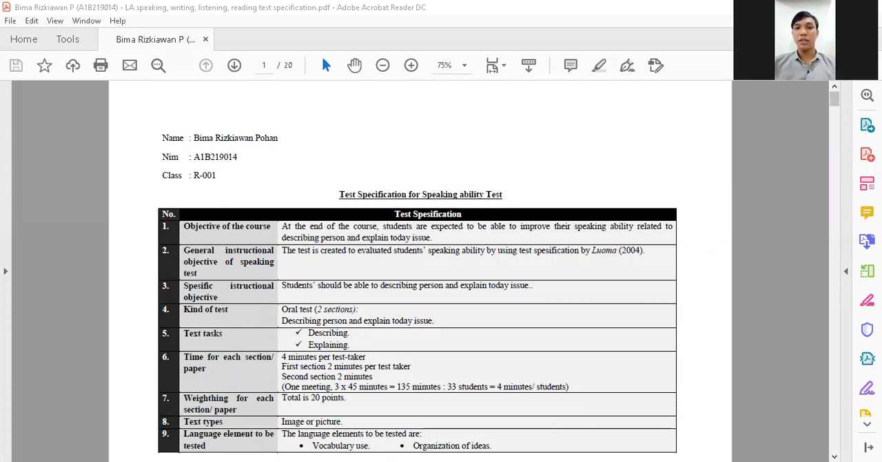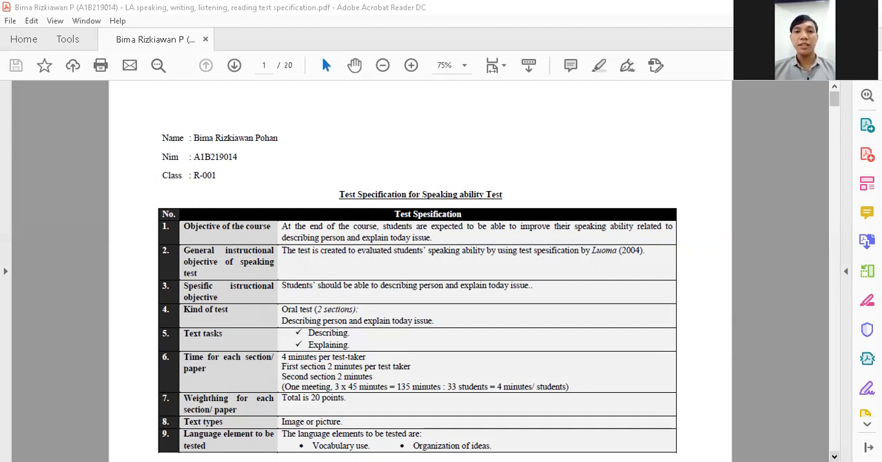On this good occasion, I would like to present my material about test specification ability for the language assessment course. Okay, the first test specification is about the speaking ability test.